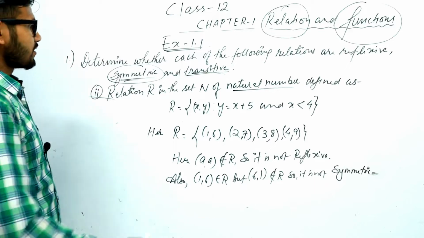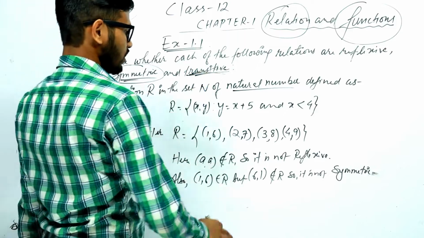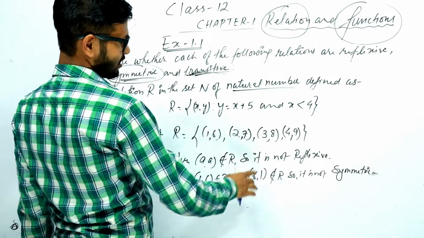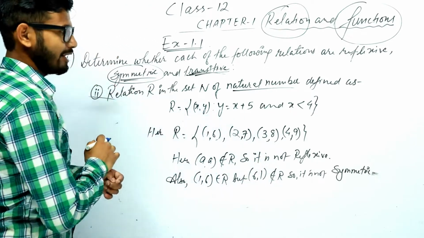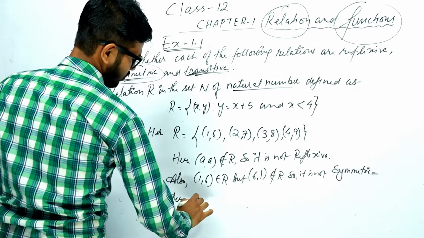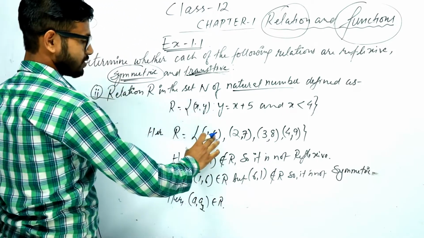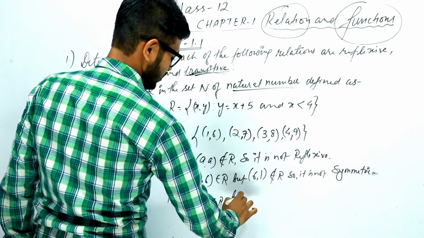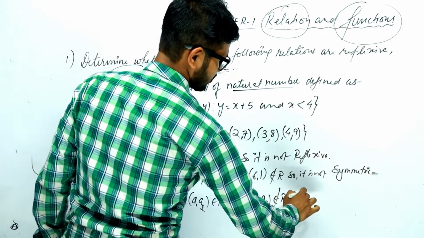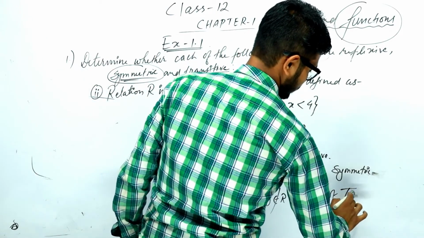Now let us proceed to the next, the transitive relation. 1, 6 is present, but 6, nothing. 2, 7 is present, but 7, nothing. 3, 8, no, it is absolutely not transitive also. Here you can write A1 comma A2 belongs to R, but A2, A3 does not belong to R, so it is not transitive also.